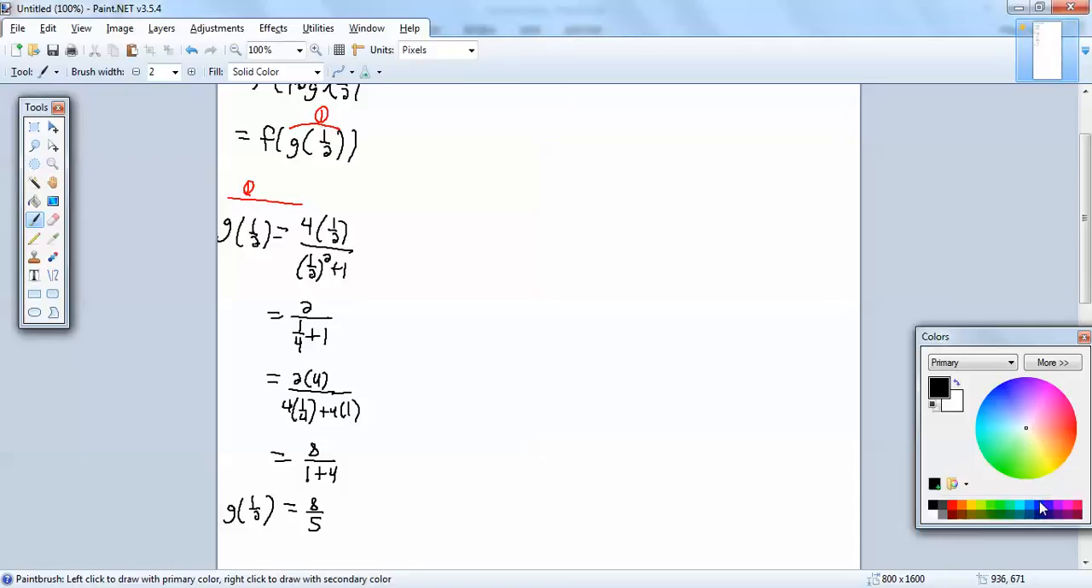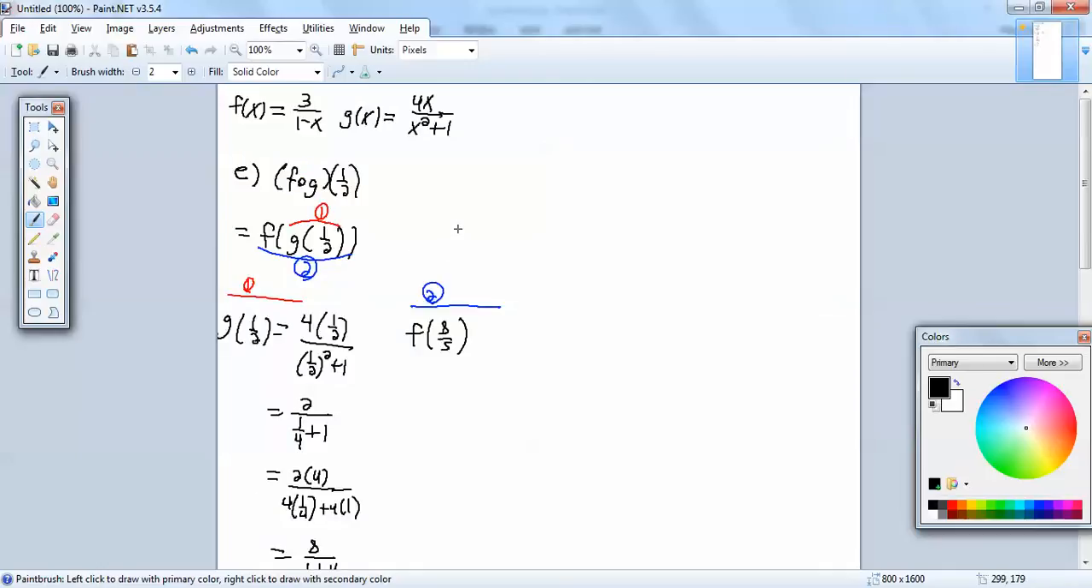Now second, we're going to focus on the outer. We now know what g of 1/2 is equal to. So we're going to replace the g of 1/2 up here with 8/5. So this becomes f of 8/5. So I'm going to go to my f of x, and I'm going to plug 8/5 in for the x. So I got 3 over 1 minus 8/5.